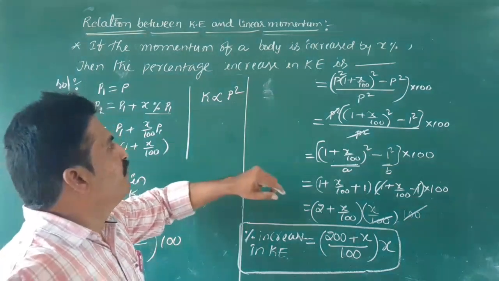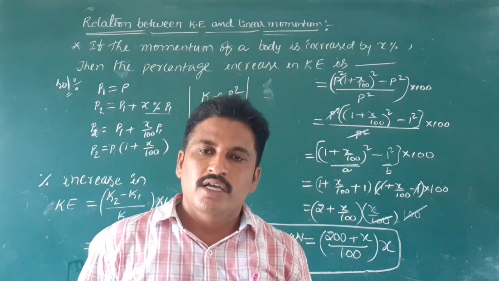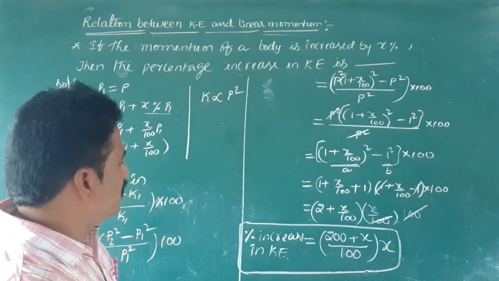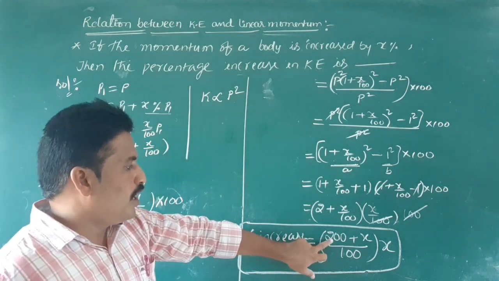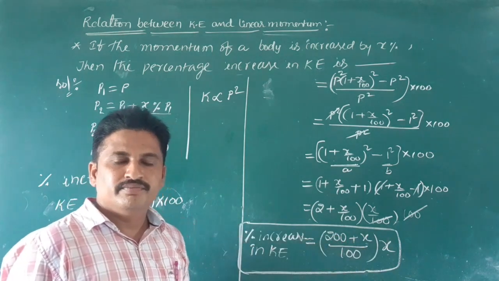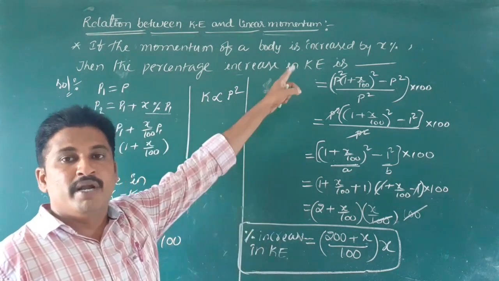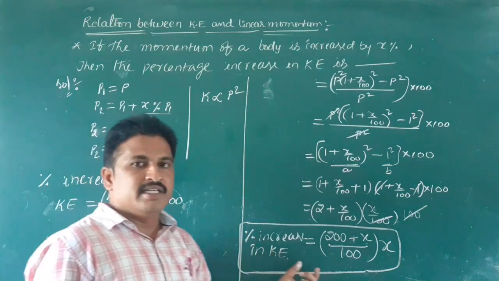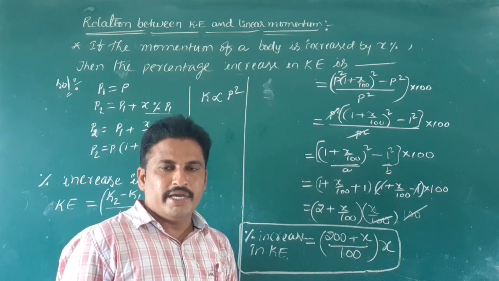Next, students, in the same way, if the momentum of the body decreases by x percentage, then its kinetic energy decreases by how much? That means the decreasing percentage of the kinetic energy can be written as (200 minus x)/100 into x. Simply, you can write that when the momentum decreases, the decreasing percentage of the kinetic energy is equal to (200 minus x)/100 into x, students. Okay.